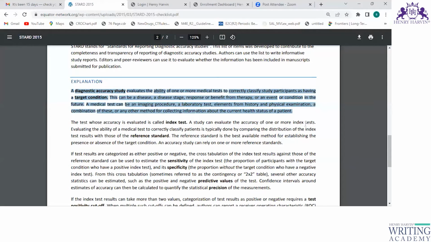So the diagnostic accuracy of any diagnostic device can be measured on the basis of whether that device is able to evaluate, in the study participant, whether the target condition is present or not. This ability is checked for one or more medical tests in the diagnostic accuracy study. The target condition can be a disease, a disease stage, a response or benefit from a therapy, or any event or condition in the future.